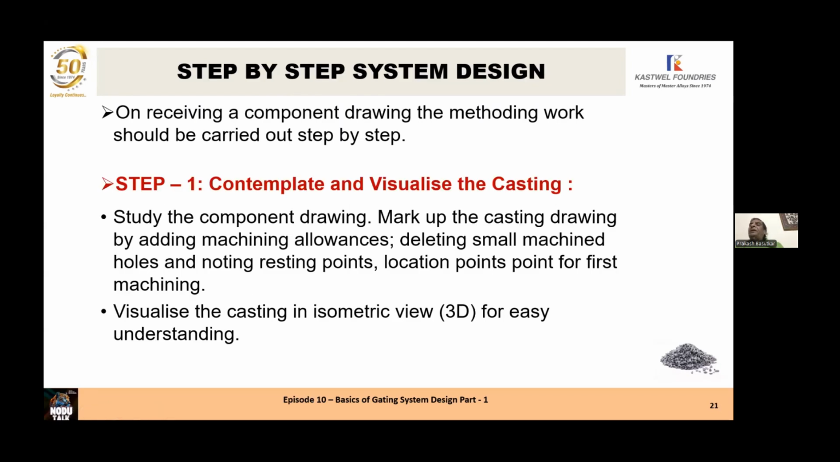Step-by-step design of the gating system. On receiving a component drawing, the methoding work should be carried out step by step. Step 1 is to contemplate and visualize the casting. Study the component drawing. Mark out the casting drawing by adding machining allowances, deleting small machined holes, and noting the resting points and the location points for the first machining operation. Try to visualize the casting in the isometric view for easy understanding.